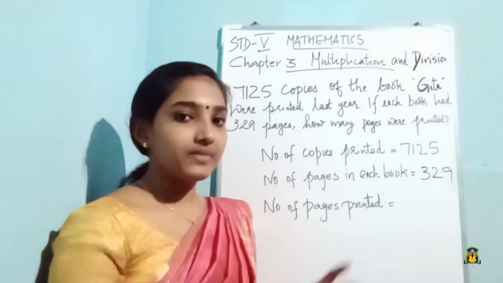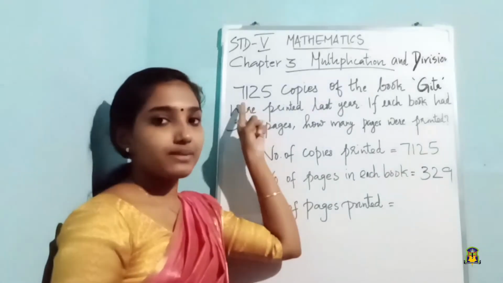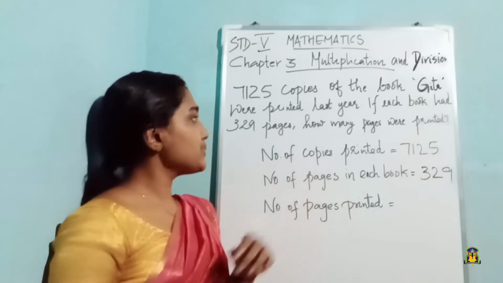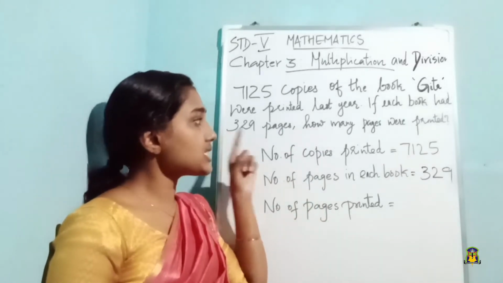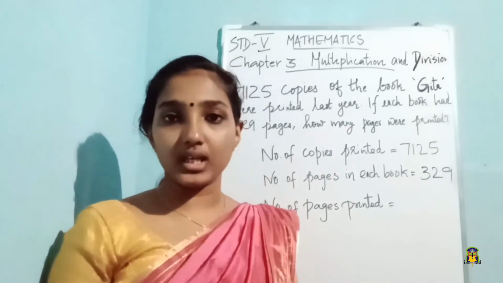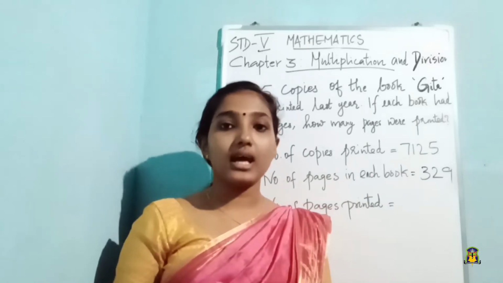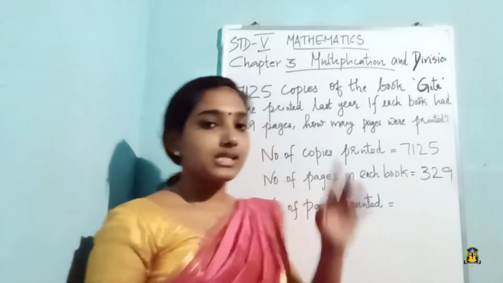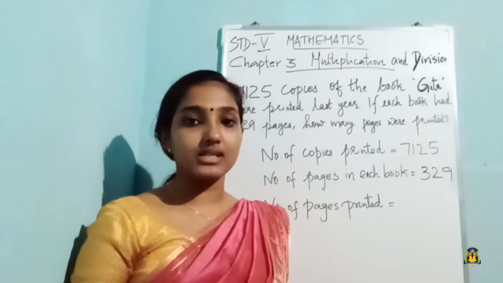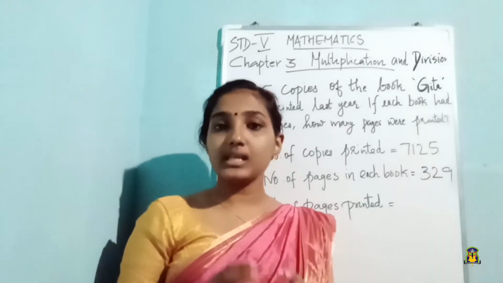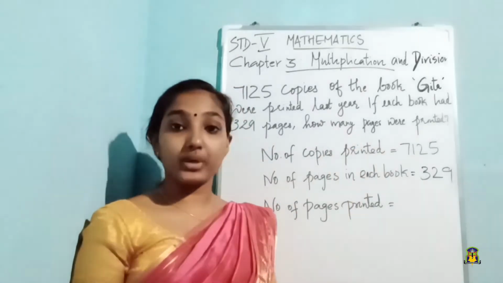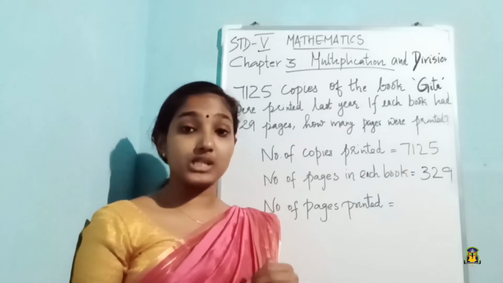Okay, so here the first question is: 7,125 copies of the book Gita were printed last year. If each book had 329 pages, how many pages were printed? So in every year the book Gita is being printed, and last year 7,125 copies were printed, and in each book it has 329 pages. These many things are given in the question, and we are asked to find how many pages were printed last year. We have to find the number of pages printed last year.